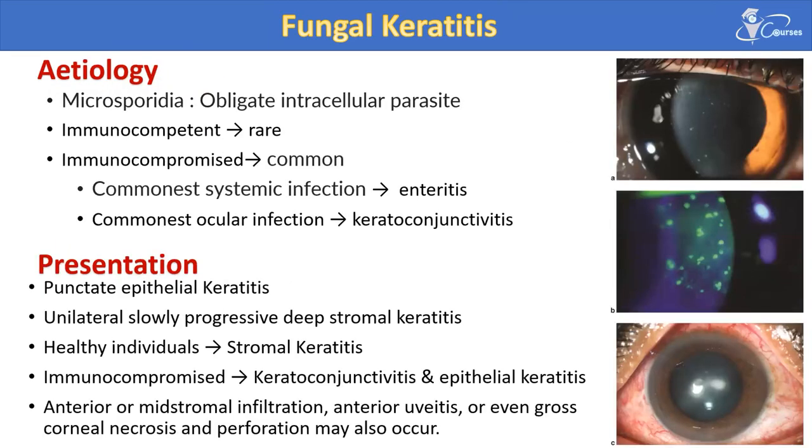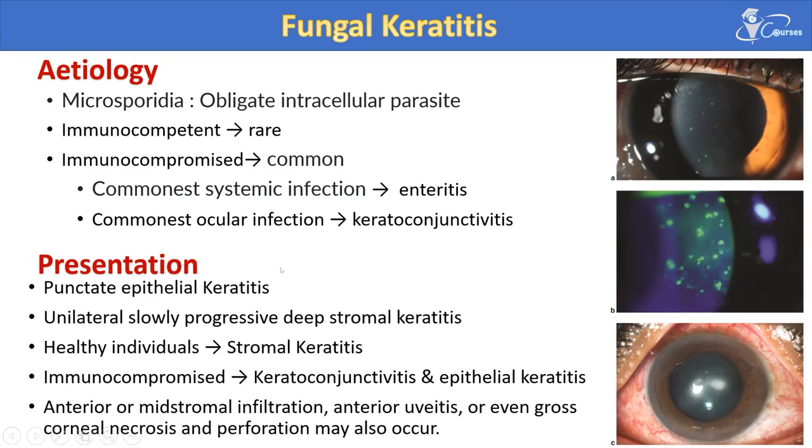Okay, the next is another entity of fungal keratitis: microsporidial keratitis. Microsporidial keratitis has its specific features. So first of all, what is microsporidia? It is an obligate intracellular parasite. It was previously thought to be one of the helminths, but it is now considered more of a parasite.